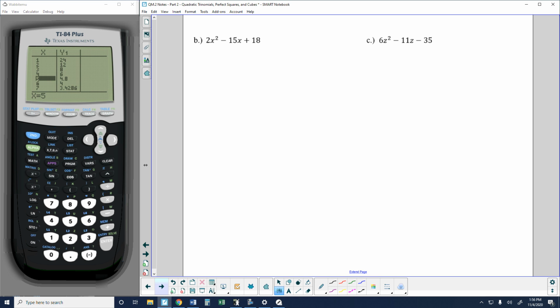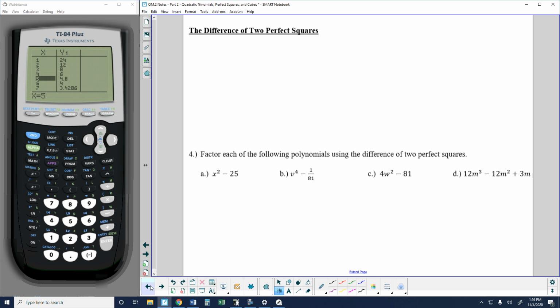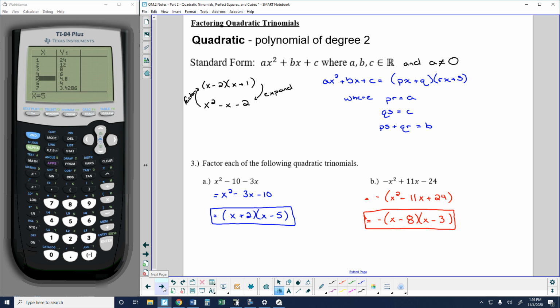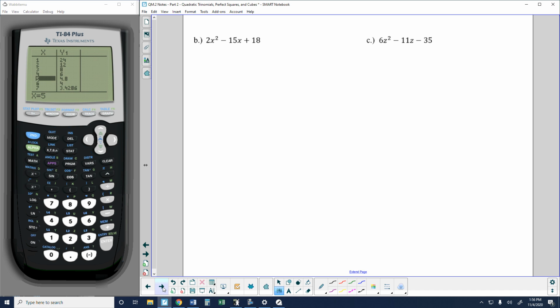Now in B, we see something a little bit different here. We see a 2 as my leading coefficient. We can still factor this. Sorry, this should be C. It may say B on your notes, but this should be C. Let's make that quick change. Let's change this to C, and let's change that to D. Hopefully your notes have it correct.